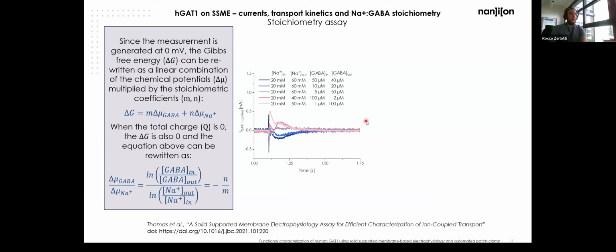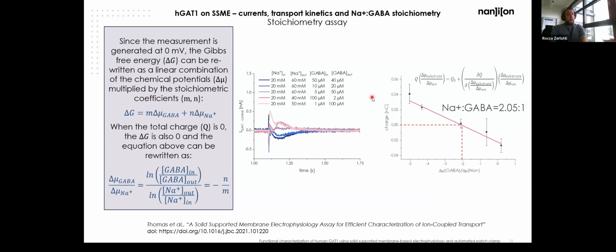Those are the example traces from the experiment. And if we plot the total charge as a function of this ratio between the concentrations, we have that when the charge is 0, this ratio is equal to the stoichiometric ratio between sodium and GABA. And we see that this nicely goes to 2. So we think that the sodium GABA stoichiometry is 2 sodium for each GABA molecule that is transported.